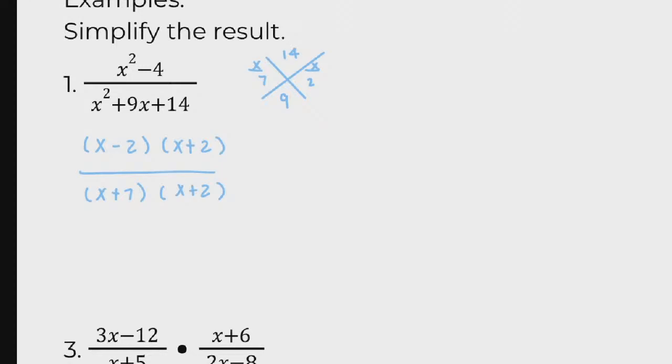And now we have a fraction with everything factored, and we can cancel out the x plus 2 because it shows up on both the numerator and the denominator. So this will simplify to x minus 2 over x plus 7.